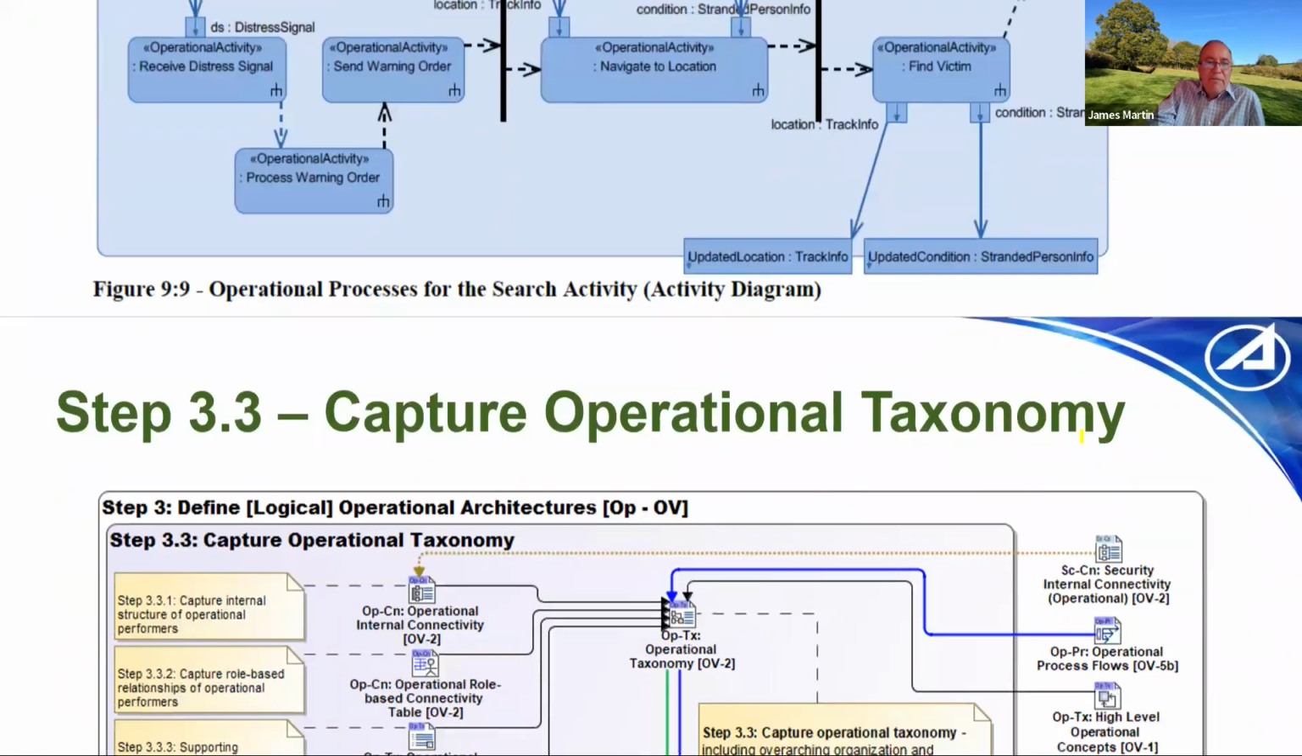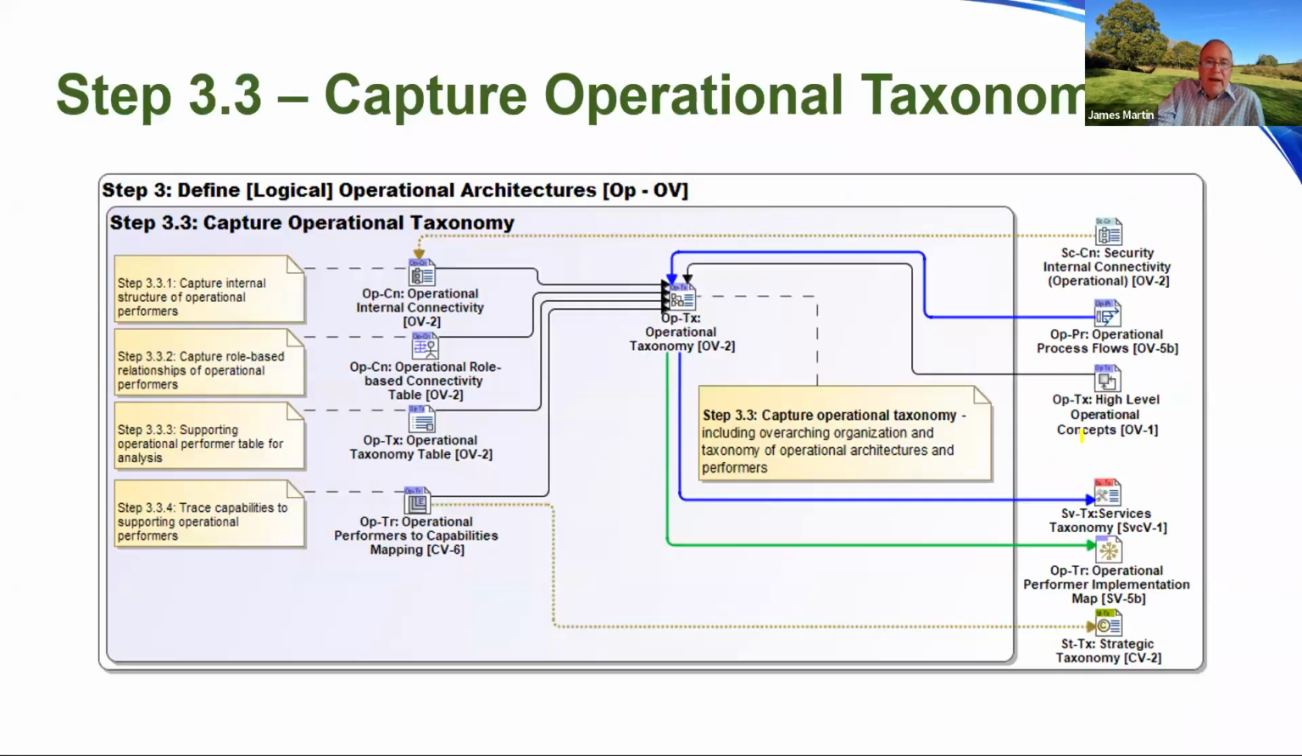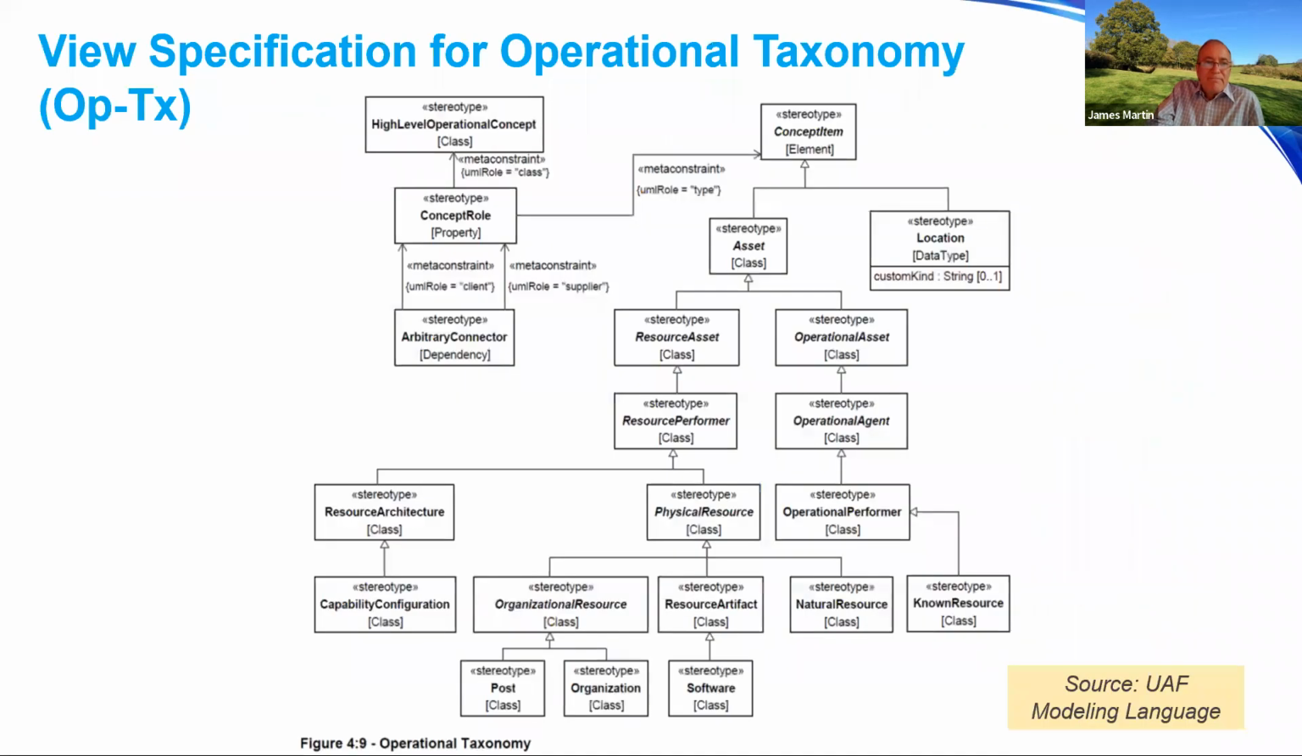Step 3 is defining the operational performers in an operational taxonomy view. You can see here the 4 lower level subordinate views that correspond to information that could be used to help populate the higher level operational taxonomy view. There's a view specification for the operational taxonomy.